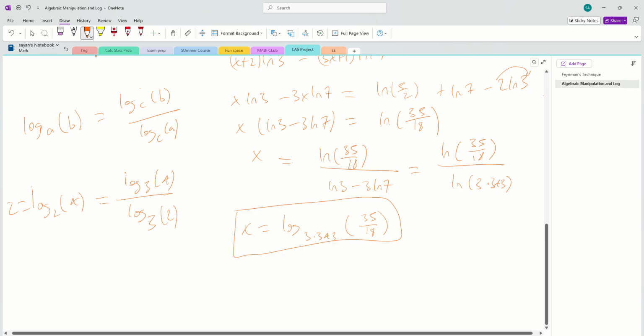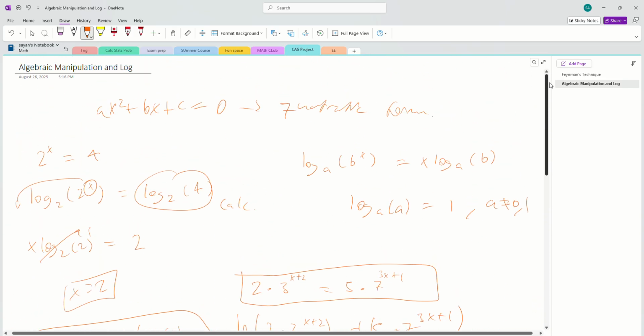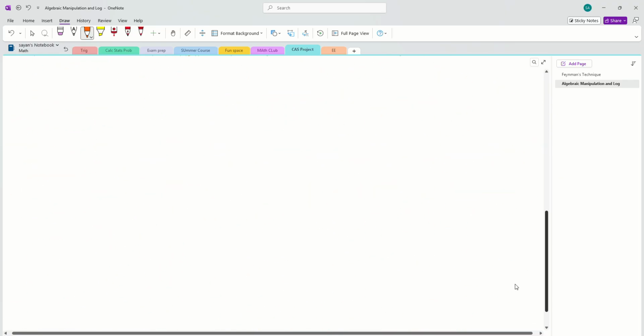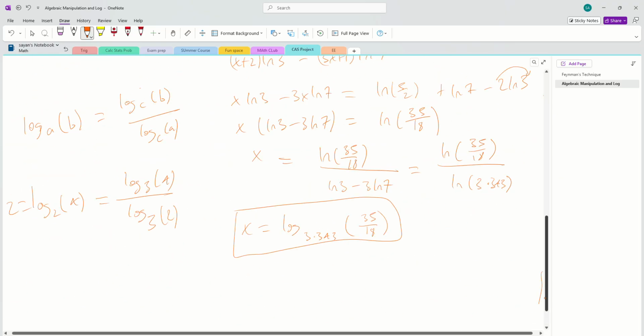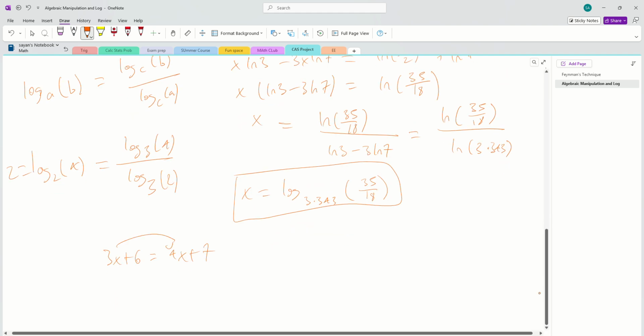Anyway, those are all the log laws, and we did go over some basic algebraic manipulation as well, right, with the quadratic formula. And you know what, actually I'm going to go over some more algebraic manipulation. So for example, if we have 3x plus 6 equals, I don't know, 4x plus 7. Guys, it should be instantaneous at this point. Bring that to that side, bring that to that side. -1 is equal to x. Boom. Done. Should be instantaneous at this point.